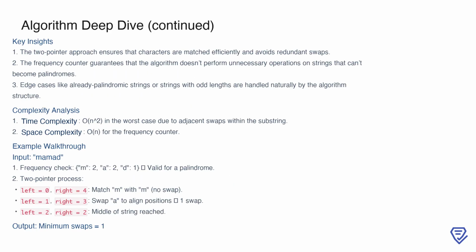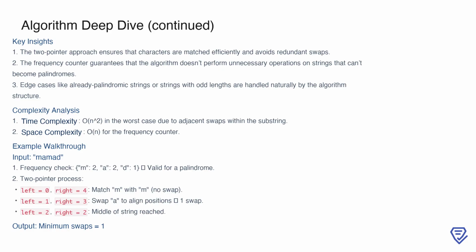The two-pointer approach is particularly efficient because it focuses on matching characters directly, avoiding unnecessary swaps. This efficiency is complemented by the frequency counter, which prevents the algorithm from attempting transformations on strings that cannot become palindromes. The algorithm also gracefully handles edge cases, such as strings that are already palindromic or those with odd lengths, where the middle character remains untouched. In terms of complexity, the worst-case time complexity is O(n squared), which occurs due to the adjacent swaps within the substring. The space complexity is O(n), primarily due to the frequency counter.